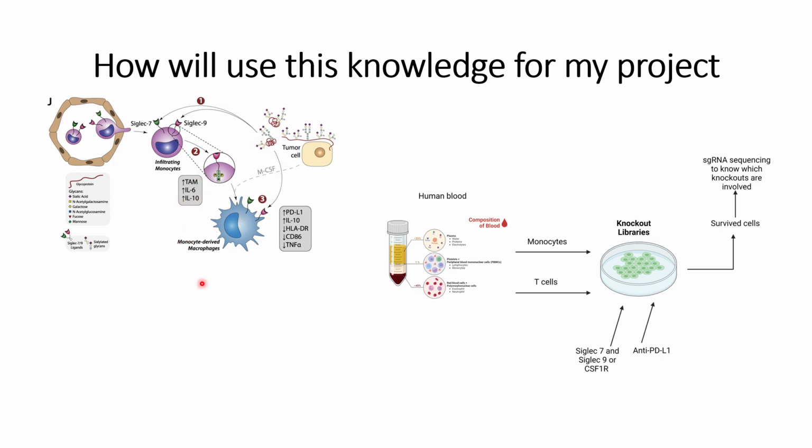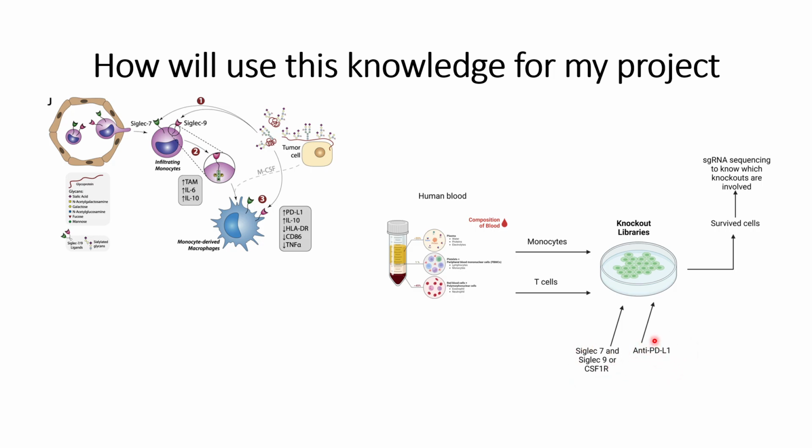So we can use the information that we have discussed right now in the following scenario. We can take human blood cells and isolate monocytes and T cells, and use the knockout libraries that we have generated. Two different knockout libraries: one is essential gene libraries that are important for pancreatic cancer, and another is essential gene libraries that are important for cell survival. So we can use both the O-glycan libraries and essential gene libraries separately in this experiment, and use these receptors, that is anti-Siglec-7 and anti-Siglec-9 or CSF1, along with anti-PDL1.